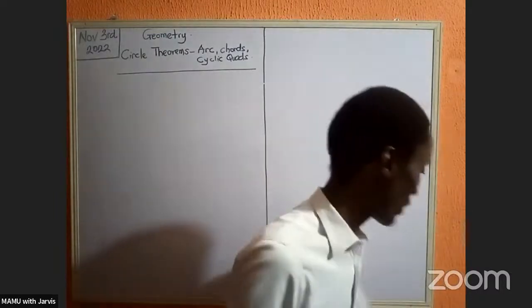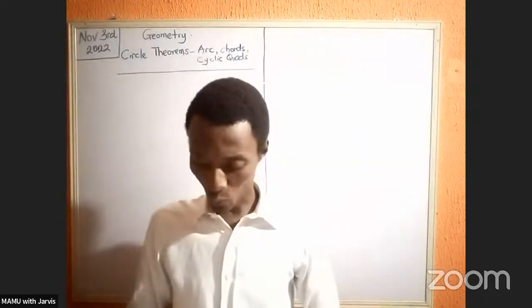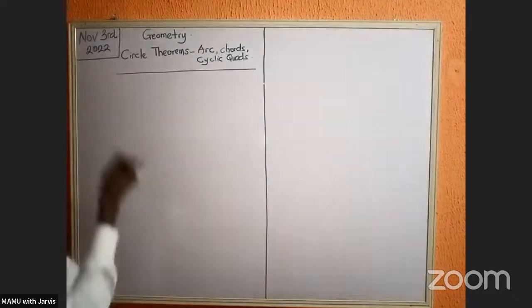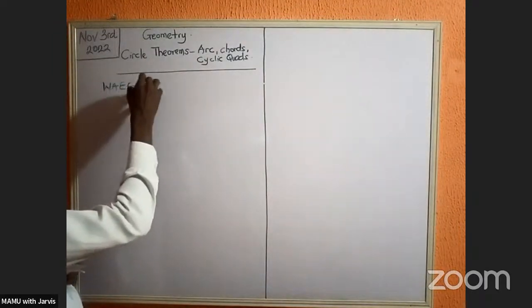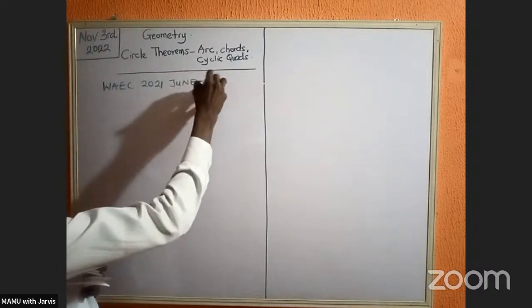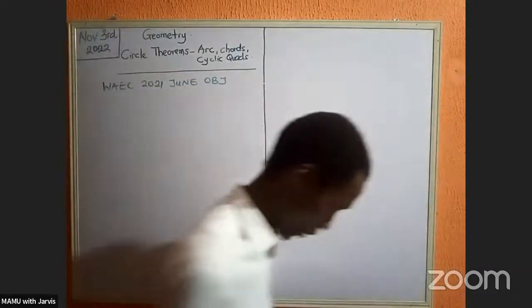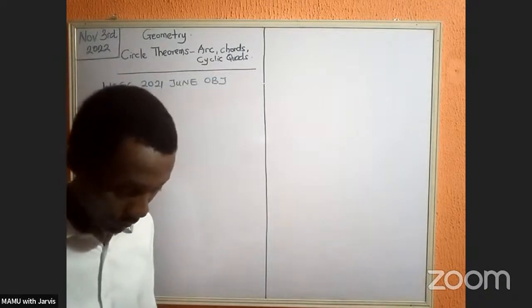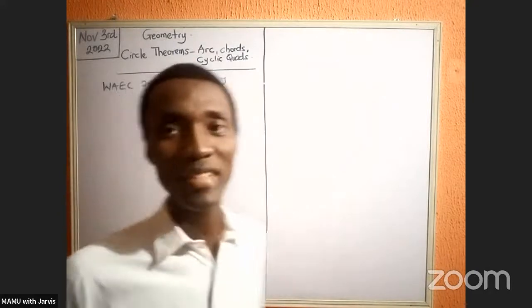So my first question of interest will come from 2021 WAEC OBJ. So I'll just say WAEC 2021, that'll be June. It's OBJ. And then we have a few questions here. So we'll just start with question number 30. So I'll try to draw the diagram.